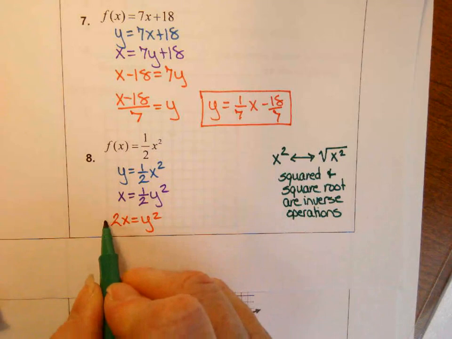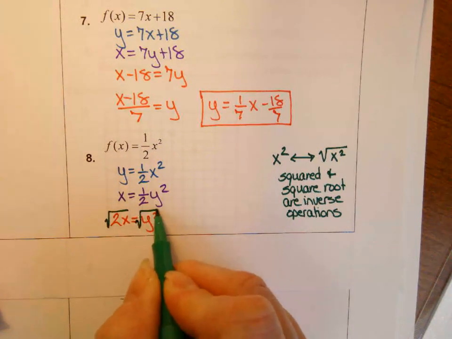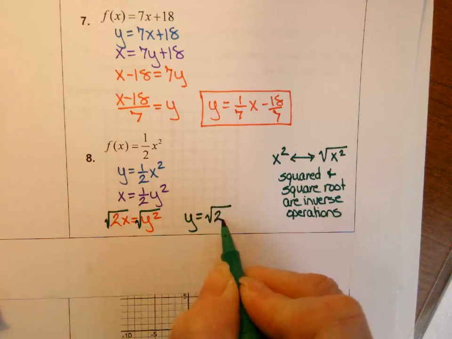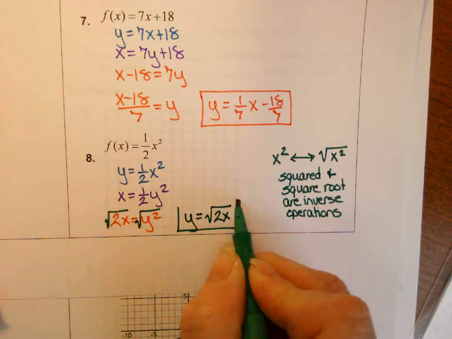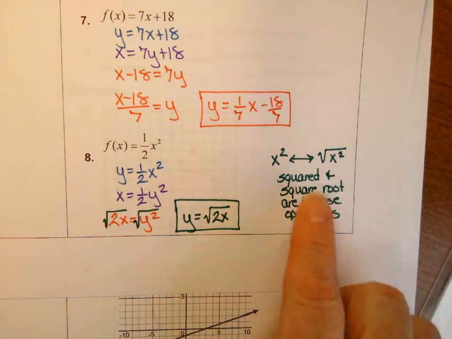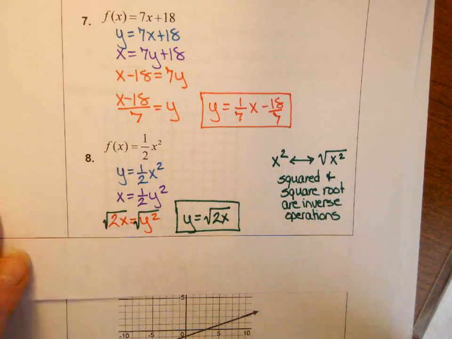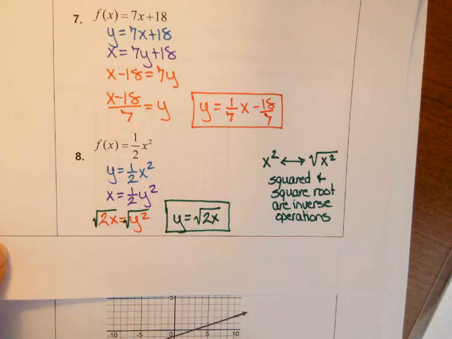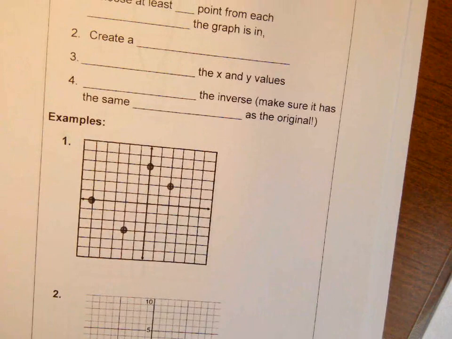So I want to take the square root of both sides to get rid of this y squared. And y is going to equal the square root of 2x. That's from Algebra 1. And you should have seen it in geometry when you had to take the square root of a number to the second power.